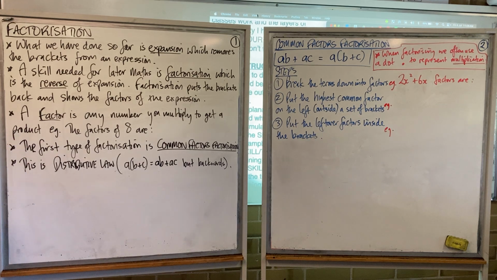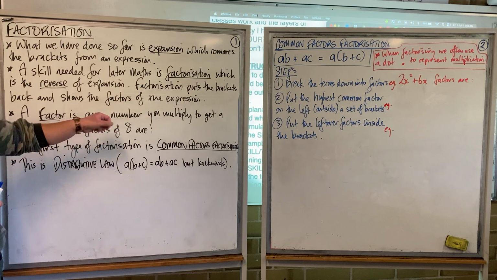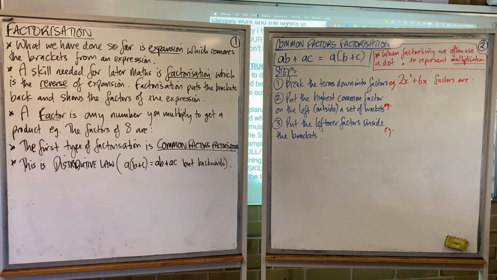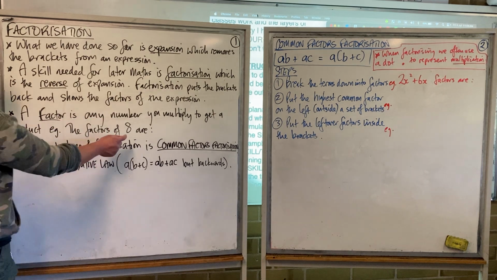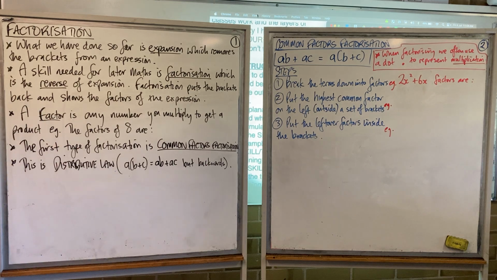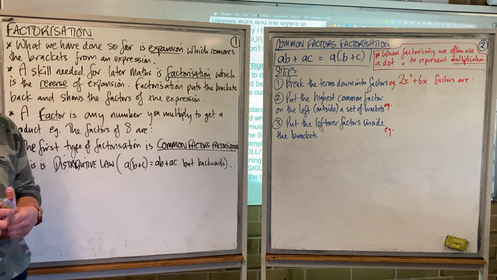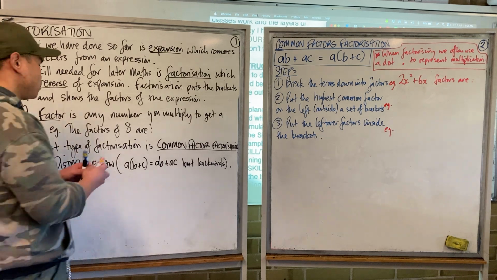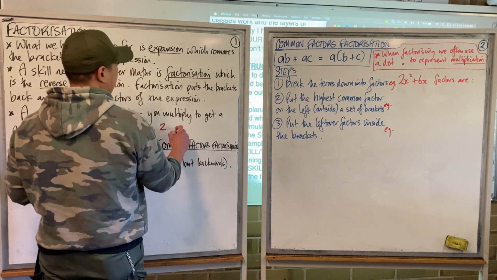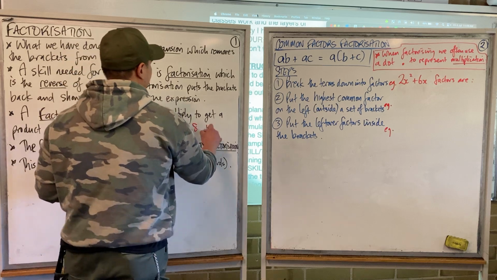What is a factor? I cannot just assume that you know what a factor is. So I need to show you what a factor is. A factor is any number that you multiply to get a product. So if my product is 8, what numbers can I times together to get 8? 2 and 4. 2 and 4 is one set of factors. 2, 8 and 1. 4, 8, 1.